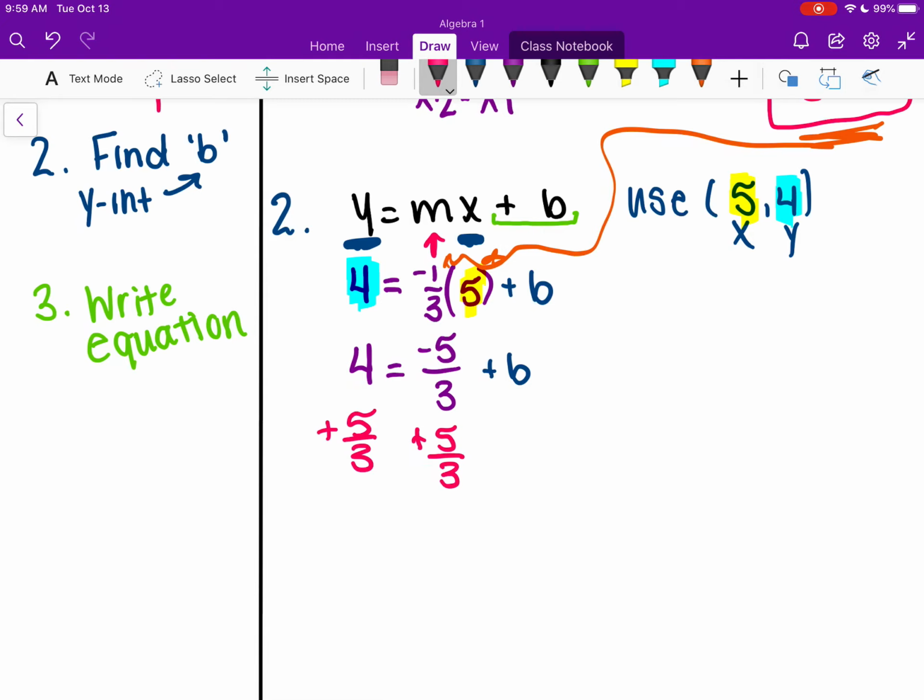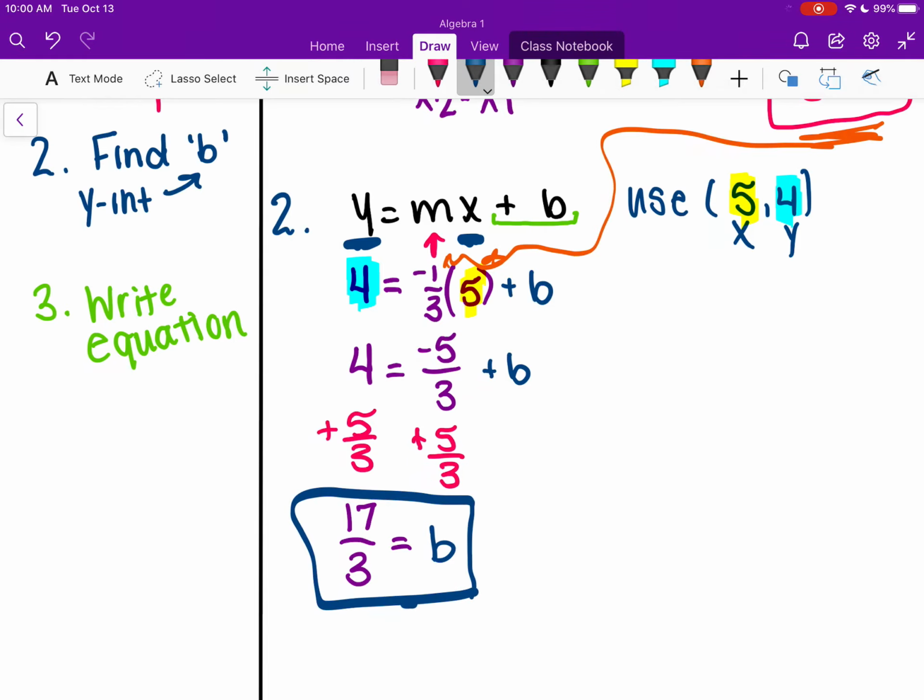Again, use that calculator. What is 4 plus the fraction 5/3? And if you type it in as a fraction, it's going to give you back as a fraction. And that as a fraction is 17/3. So you get 17/3 equals that b value that we didn't know. Now, if you are not using a calculator that gives you fractions, 17/3 is approximately 5.6 repeating. So if that's what you got, then you're mathematically correct, but go ahead and write it as a fraction. We don't want to round. That b value is 17/3.